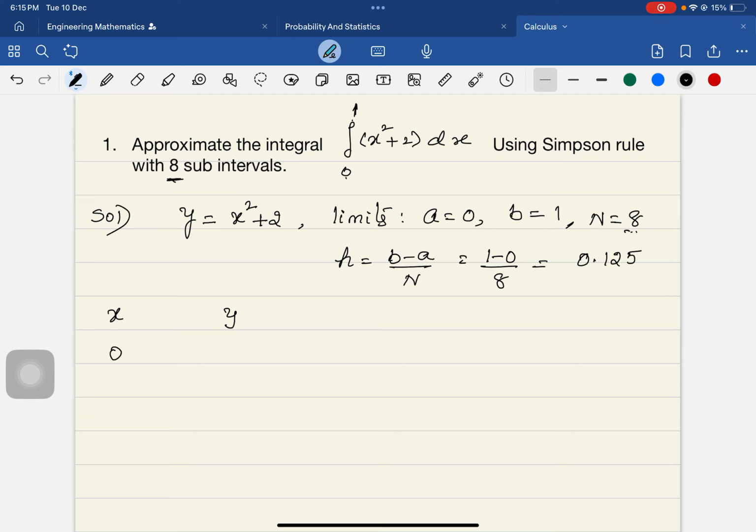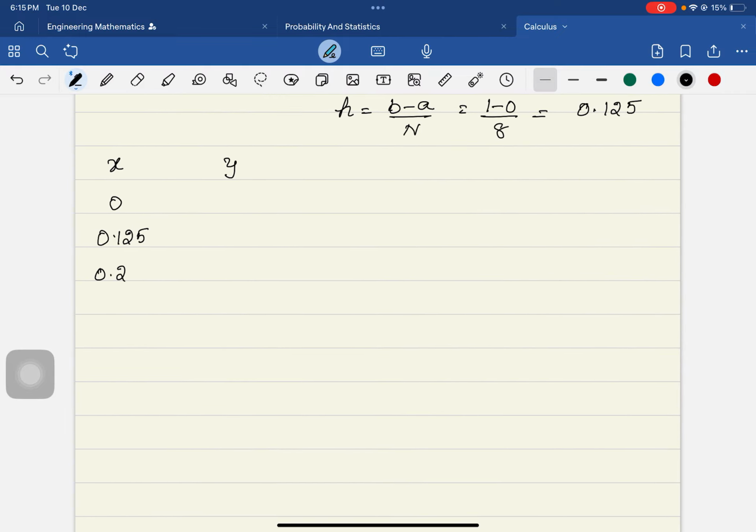We divide the interval 0 to 1 into 8 subintervals by taking the width as 0.125. That means the x values will be 0, plus 0.125 is 0.125, plus 0.125 gives 0.25, plus 0.125 is 0.375, plus 0.125 is 0.5, plus 0.125 is 0.625, plus 0.125 is 0.75, plus 0.125 is 0.875, and then plus 0.125 is 1.